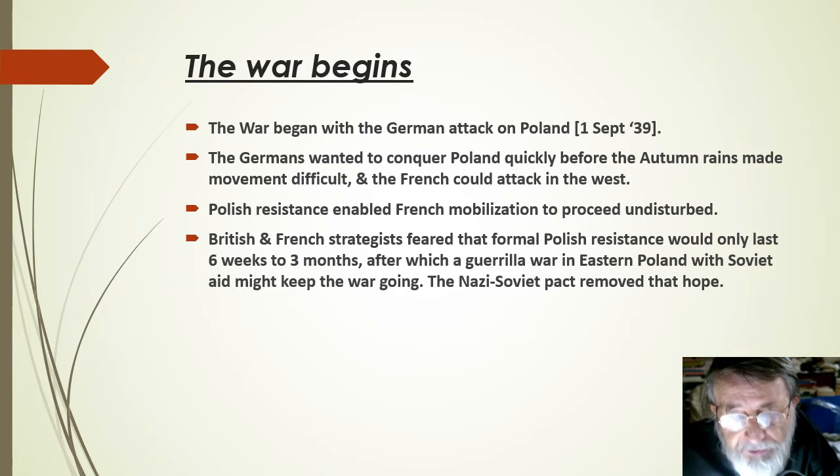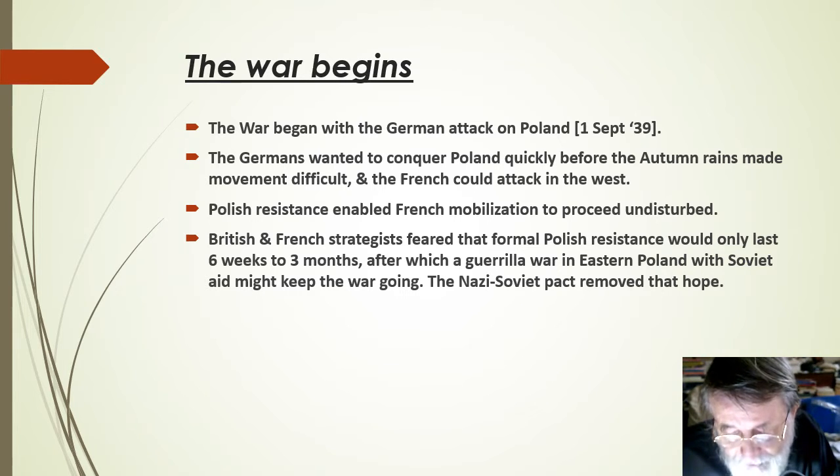The war began with the German attack on Poland on the 1st of September 1939. The Germans wanted to conquer Poland quickly before the autumn rains made movement difficult, or the French could attack in the west. Gamelin, the French commander-in-chief in time of war, had promised a French attack on the 16th day of mobilization, and then the hope was that Polish resistance would enable French mobilization to proceed undisturbed.